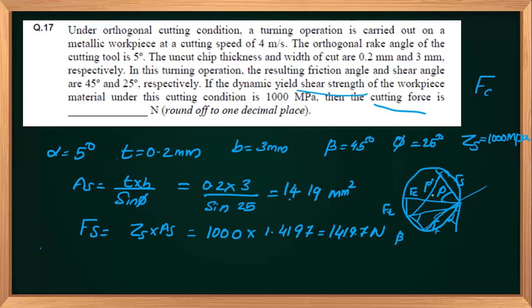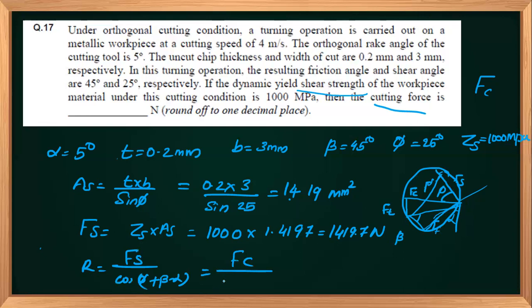Now once you get one of these forces and the rest of the angles, you will be able to solve it. So what will be our resultant? You can write Fs equal to R cos(phi plus beta minus alpha), and that will be the same as Fc divided by cos(beta minus alpha). Or I can write R equal to Fs divided by cos(phi plus beta minus alpha), which will also be equal to Fc, the cutting force.